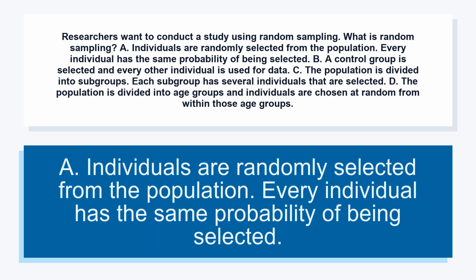A. Individuals are randomly selected from the population. Every individual has the same probability of being selected.